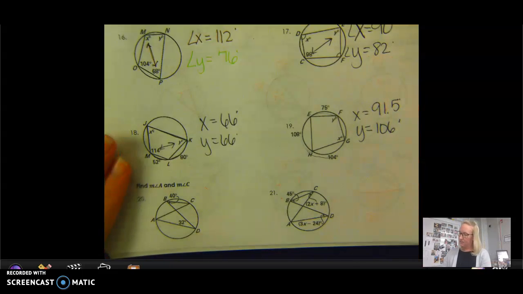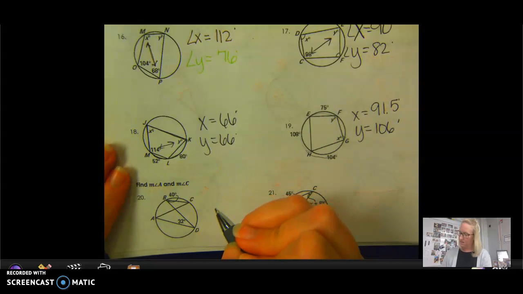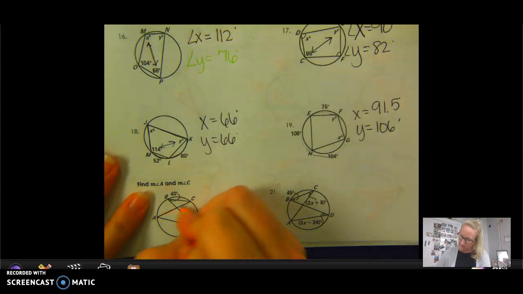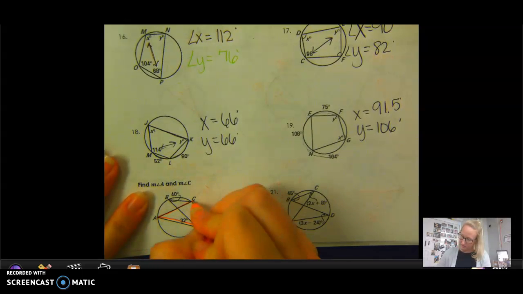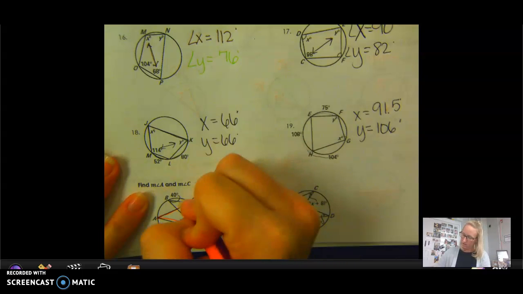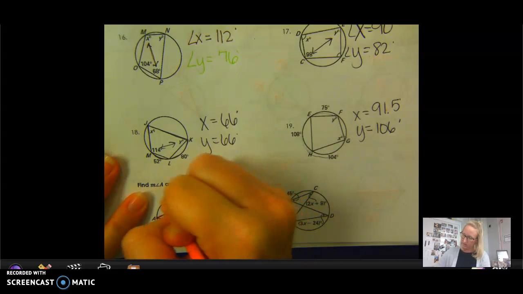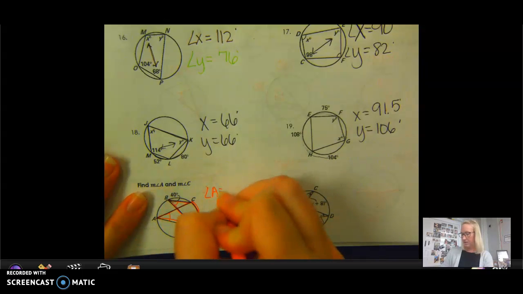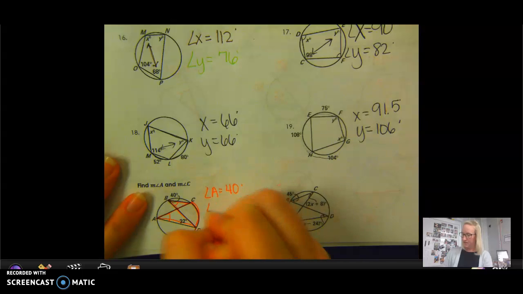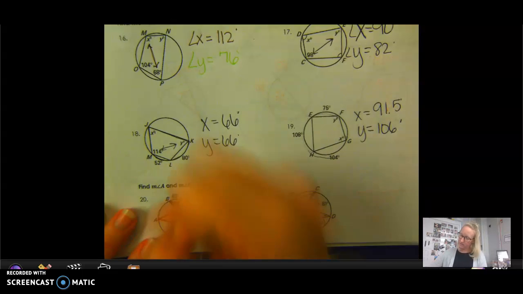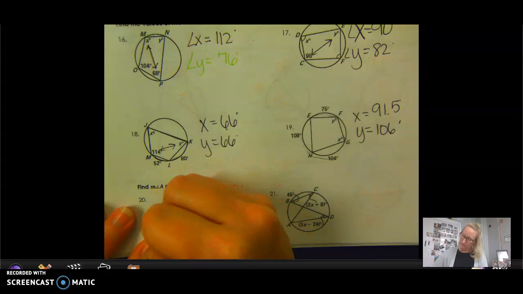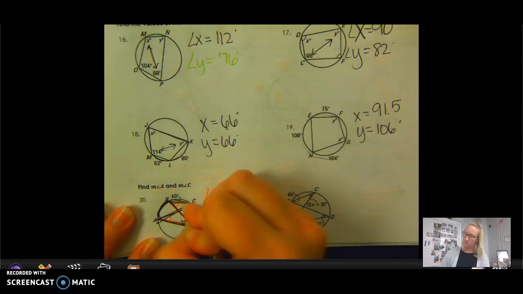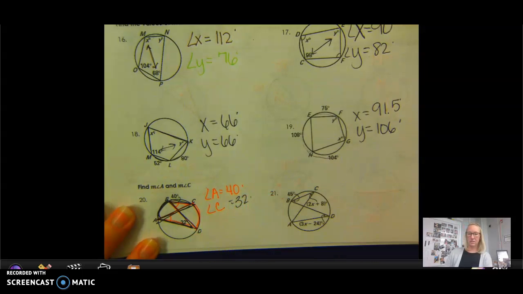Okay, find angle A and angle C. So this one, angle A, opens up to this arc right here, right? Well, doesn't this angle also open up to that arc, which would make these two angles congruent to one another? So angle A equals 40 degrees. Angle C, so now angle C opens up this way to this arc. Angle D opens up to this arc also, so those angles will be equal, so that is 32 degrees.